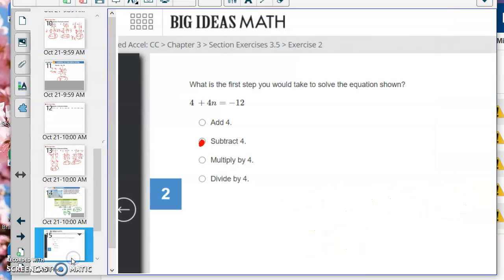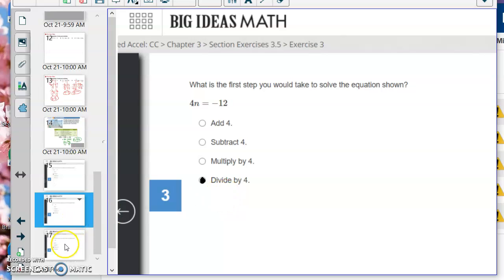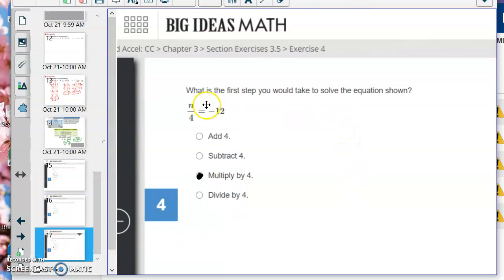So now if we get started on your homework assignment tonight, first question says, what is the first step you would take to solve the equation shown? And the first thing you would have to undo is this adding 4 by subtracting 4. Second one, what is the first step you would take to solve this one? Well, you see you're multiplying by 4, so I would have to divide by 4. And then the last one, what's the first step? Well, this says n divided by 4, so undoing dividing by 4 would of course be to multiply by 4.